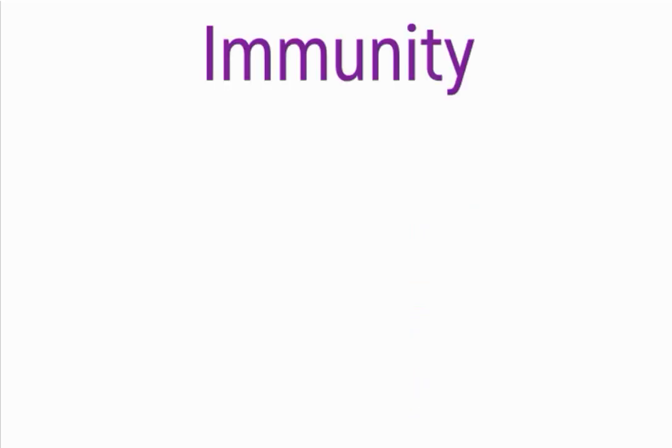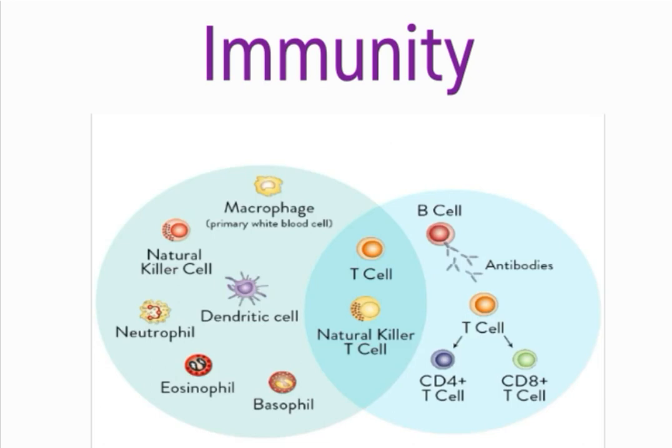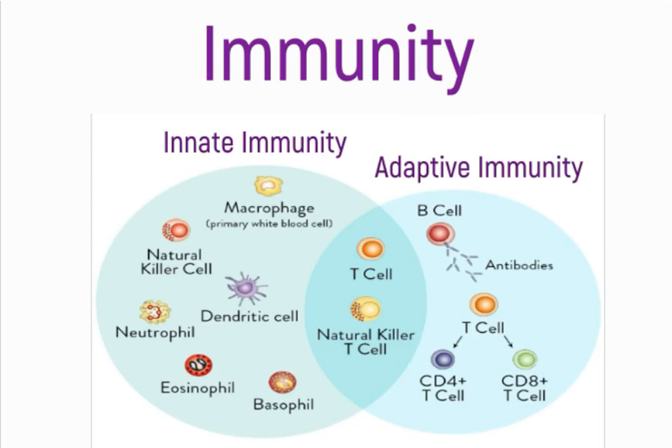Immunity is defined as the resistance offered by the host against microorganisms or any other foreign substances. Immunity can be broadly classified into two types: innate immunity, which is present right from the birth, and acquired or adaptive immunity, which is acquired during the course of life.